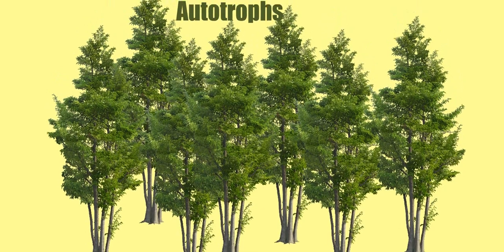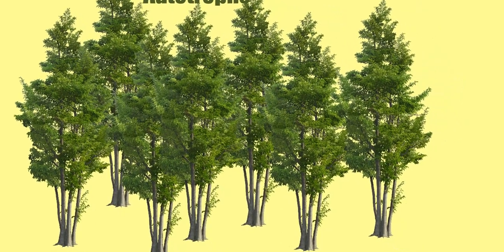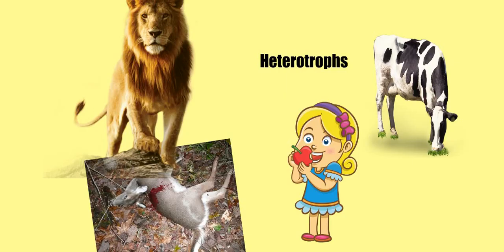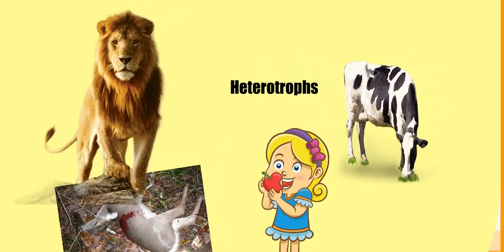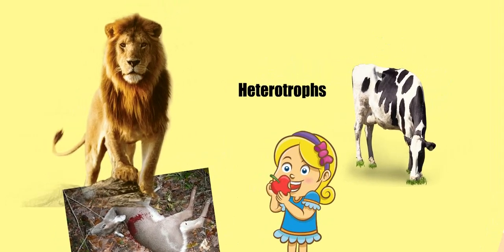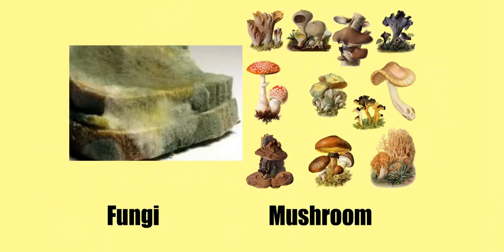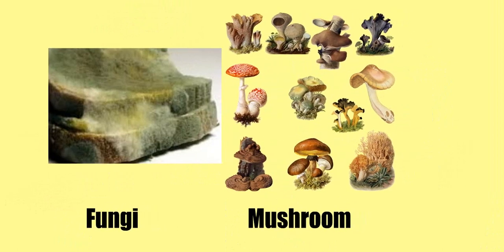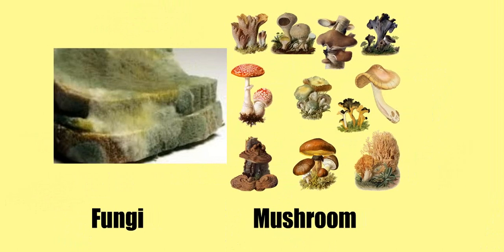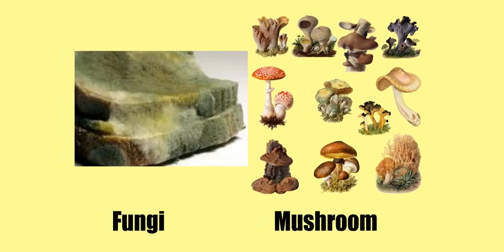Plants are examples of autotrophs as they make their own food. These are examples of heterotrophs. They cannot make their own food, so they depend on other organisms. Fungi and mushrooms are examples of saprotrophs because they rely on dead and decaying matter.